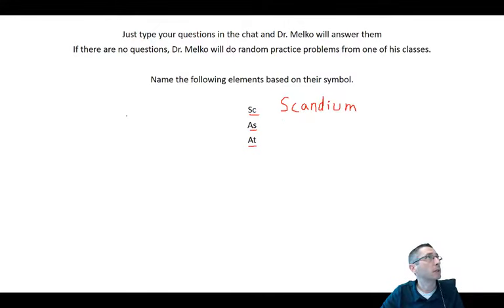So AS, you can look at the periodic table, and that is on the right side of the periodic table, about sort of the center of the periodic table on the right side. AS is arsenic. Okay. And AT is a little bit to the right of arsenic and a little bit further down, element number 85.